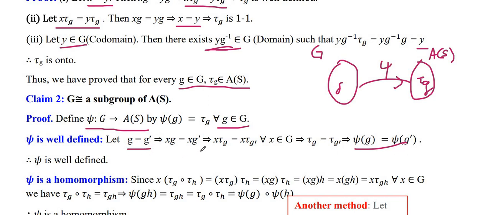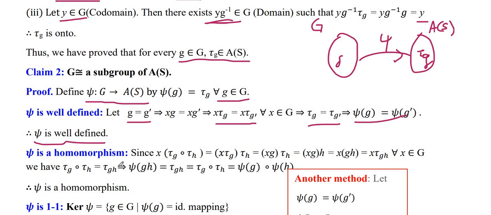So this, when we pre-multiply both sides by x, gives us this. This is nothing but x tau G. By the definition of tau G, we have this. And this is true for every x in G. So as the images are equal, the mappings must be equal. But tau G is nothing but psi of G, and tau G prime is nothing but psi of G prime. So psi is well defined.